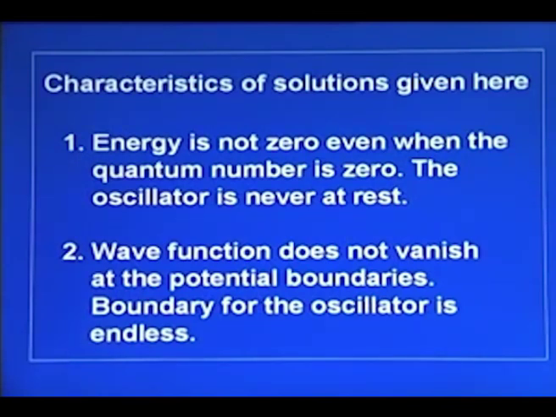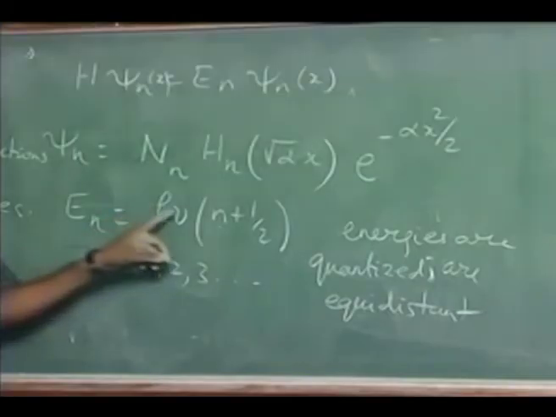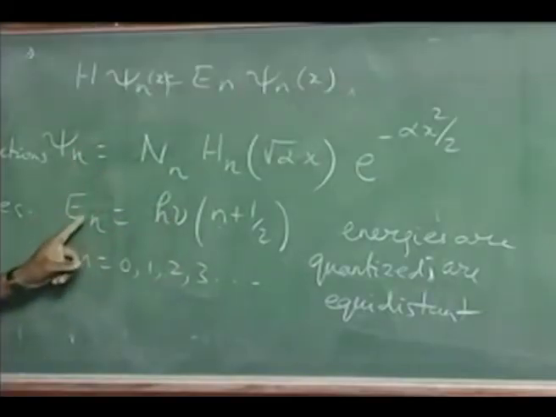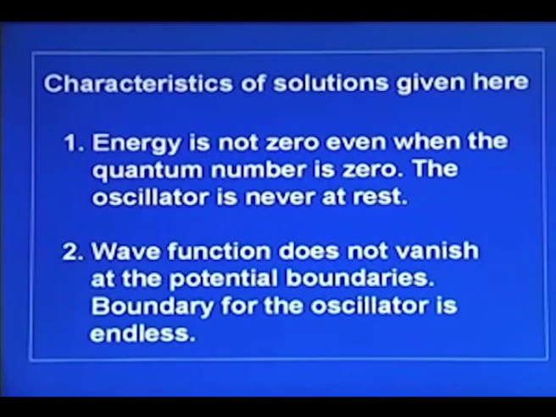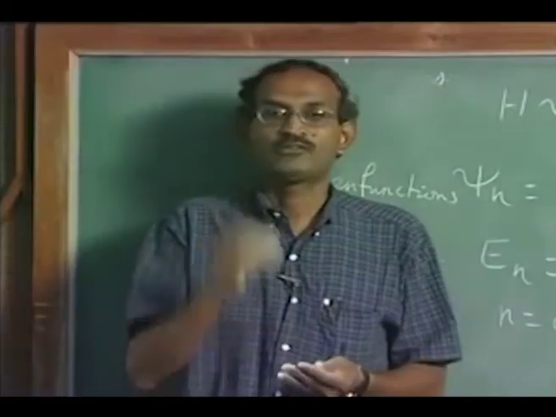The most important point is that the solutions that we have obtained for the energies and the wave functions exist even when the quantum number is 0, that is, even when we associate with the harmonic oscillator no motion, no energy due to motion. Okay. There is an energy which is not 0 even when the quantum number is 0. That means the oscillator is never at rest, it keeps oscillating.